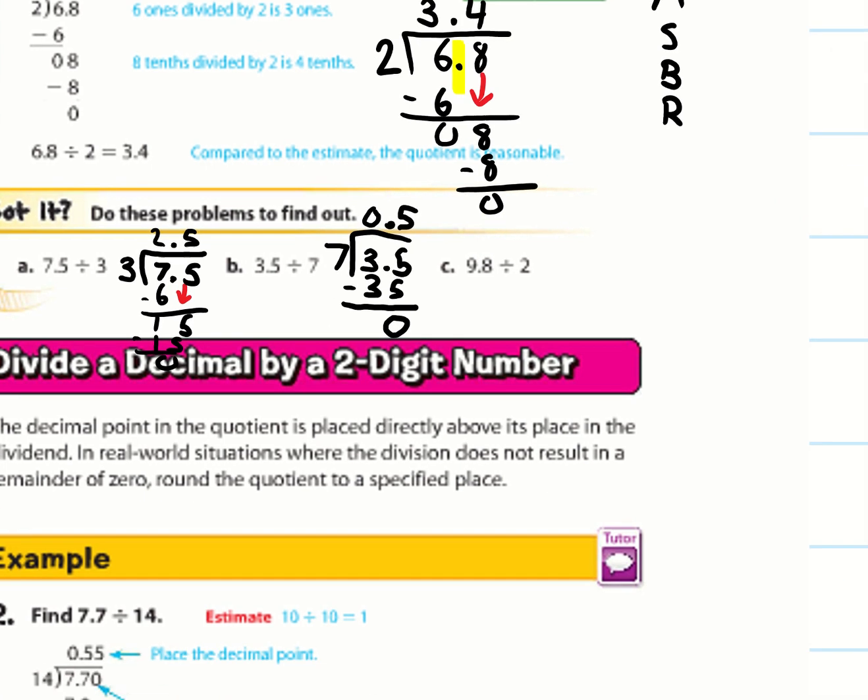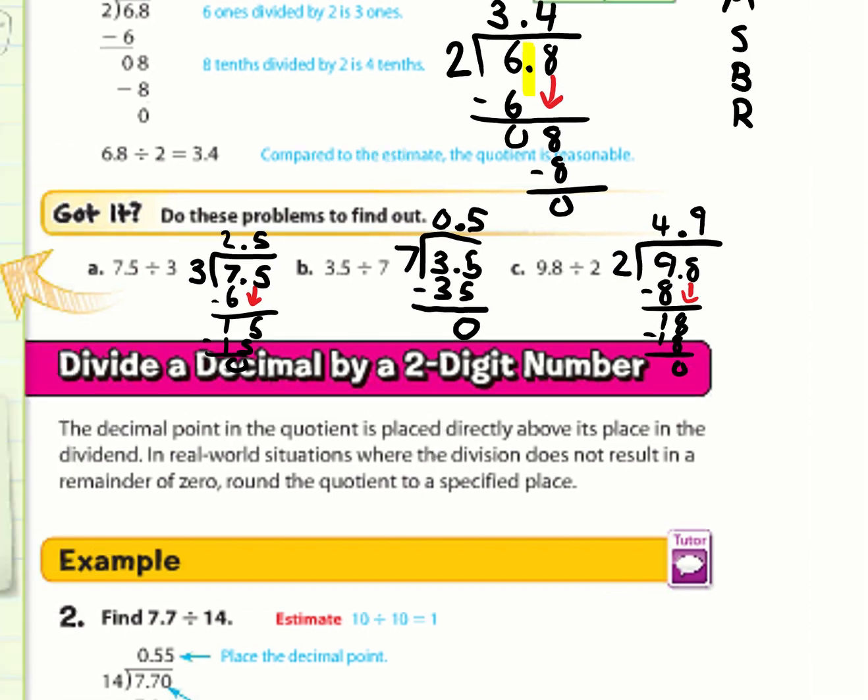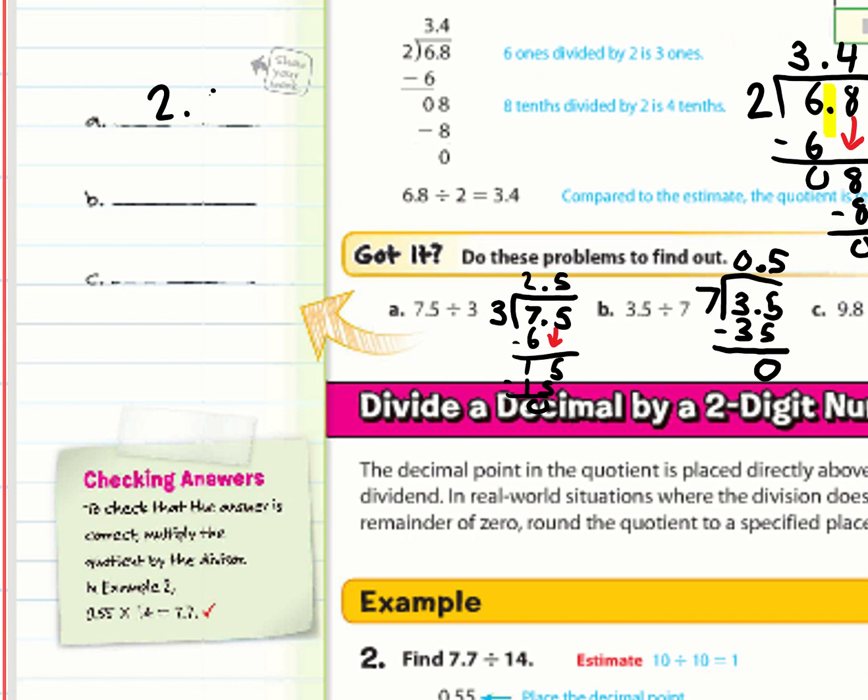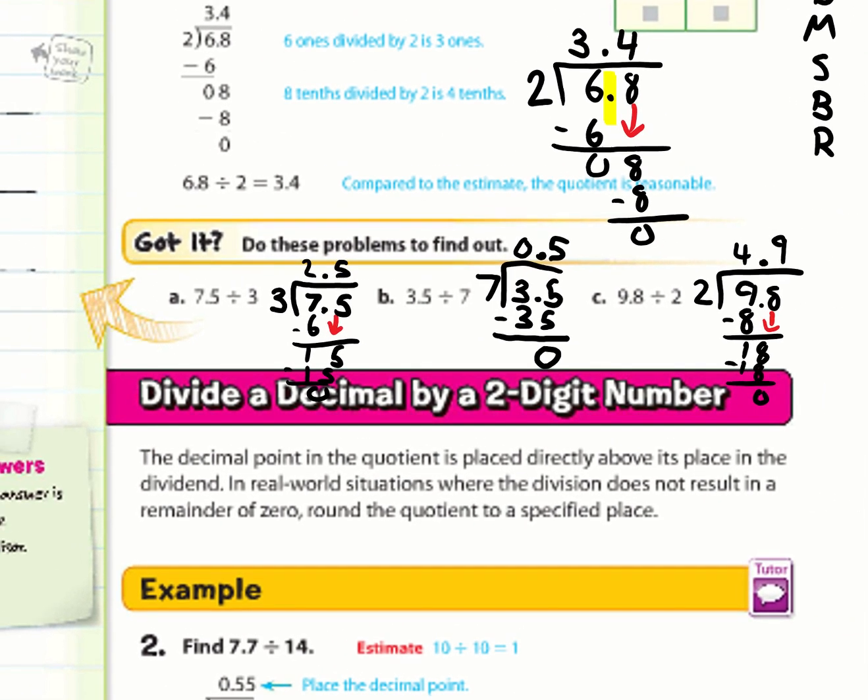So we're going to go ahead and try C. We have 9 8/10 divided by 2. Just remember, always remember, just move the decimal up. 2 goes into 9 4 times. Multiply that, get 8, subtract it, get 1. Bring down the 8. And then 2 goes into 18 9 times, and that should be 4 9/10. So we have 2.5, we have 5/10, and we have 4 9/10 for our answers.